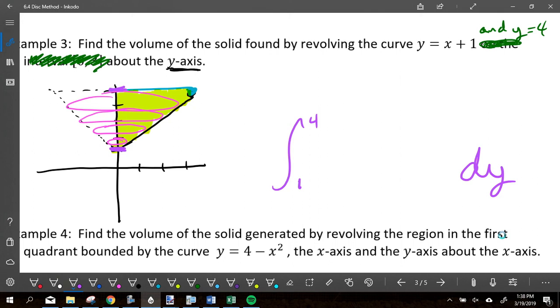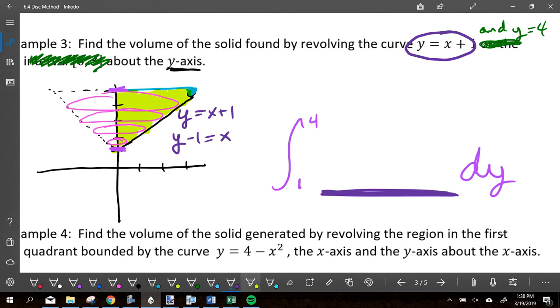Before I go too much further, I should think, oh no, it's a dy problem. If it's a dy problem, that means that my equations need to be x equals equations. So this line over here, yeah, it's y equals x plus 1, but because I'm going to have to use it right here, I'd like it to be an x equals equation because it's going to put it in terms of y. And so subtract 1. That's going to be the equation that I'm using for talking about that line over here. In order to talk about this line, I'm using y minus 1. Everybody with me?